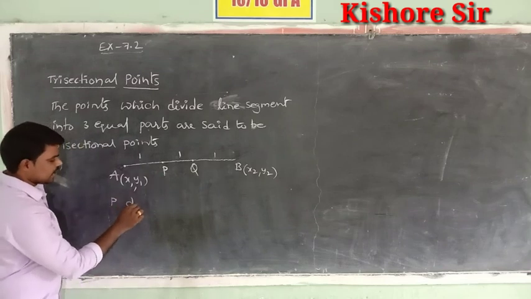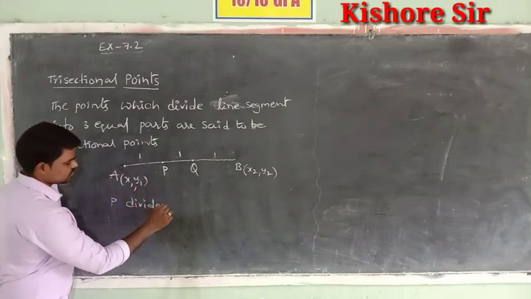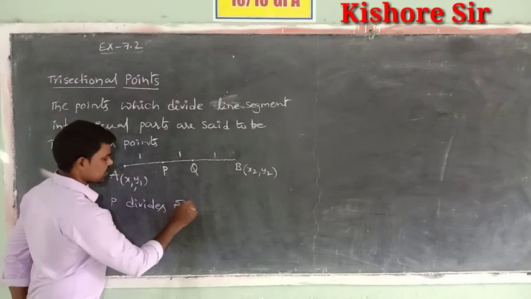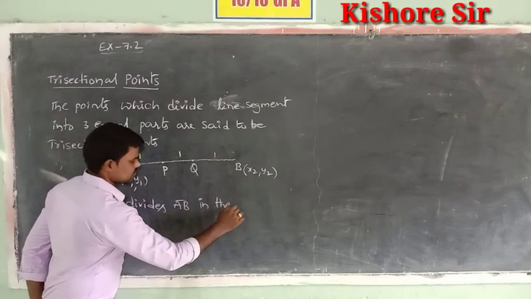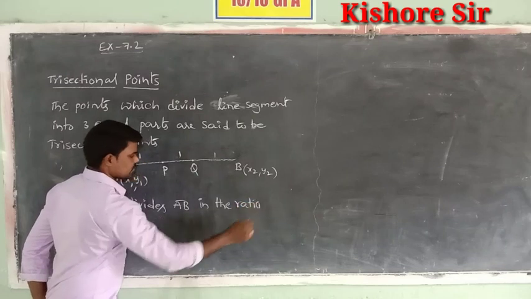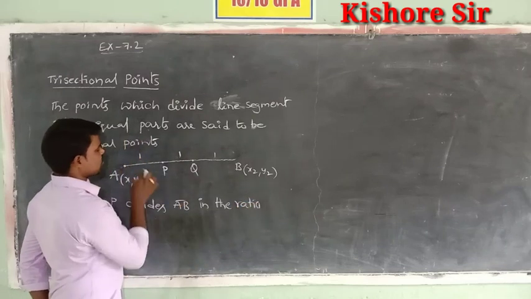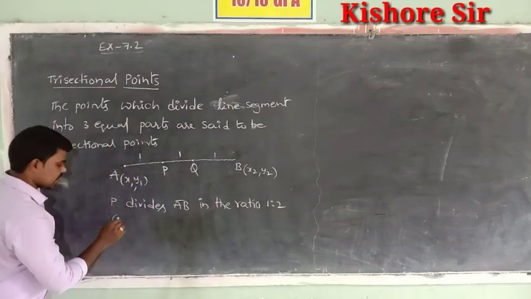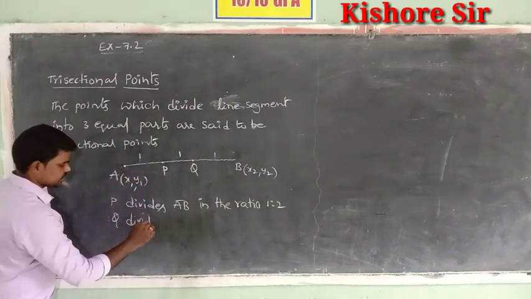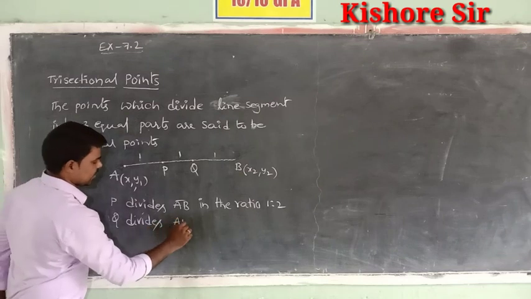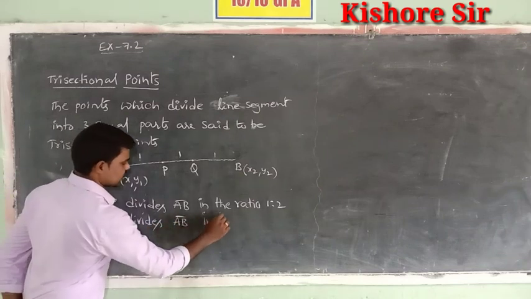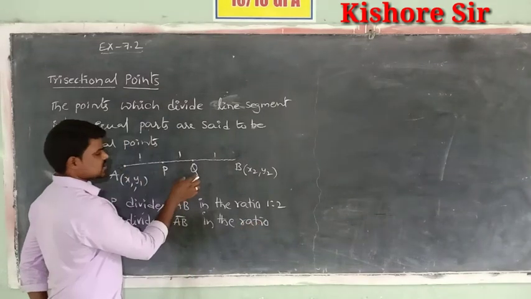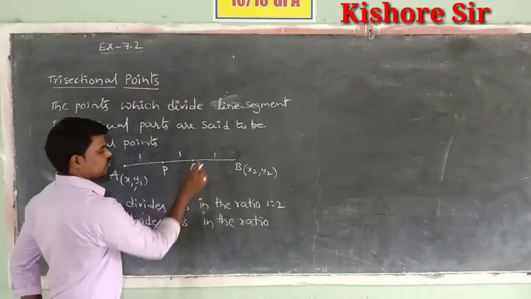Okay, so P divides the line segment AB in the ratio 1:2. Similarly, Q divides AB in the ratio 2:1.